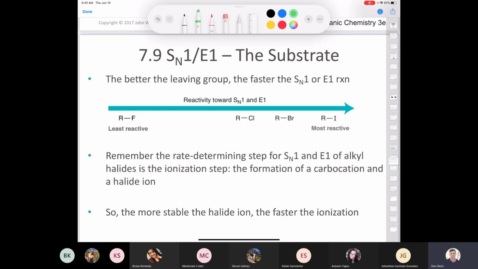So you see the iodide is the best, right? Then you go to bromide, then chloride, then HF has a pKa of like 3 and something. So fluoride is not going to make a very good leaving group. And there are other leaving groups that we'll look at later on in this chapter. We'll look at them today. But there you go. The rate determining step for an SN1 or an E1 depends on the formation of the carbocation, but also the more stable the halide, the faster the ionization, right? So, we're taking all these factors into account.